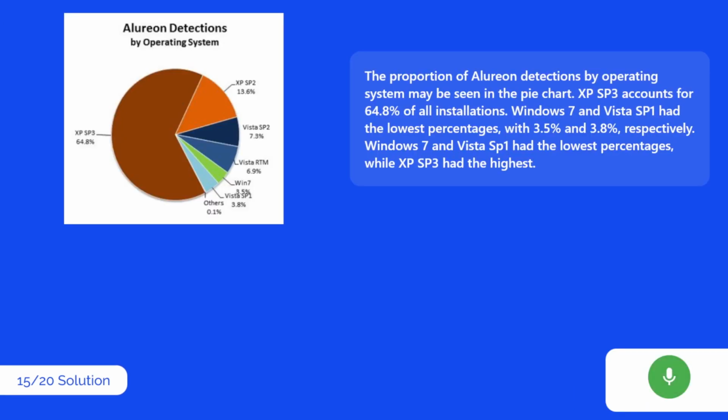The proportion of aileron detections by operating system may be seen in the pie chart. XPSP3 accounts for 64.8% of all installations. Windows 7 and Vista SP1 had the lowest percentages, with 3.5% and 3.8%, respectively. Windows 7 and Vista SP1 had the lowest percentages, while XPSP3 had the highest.